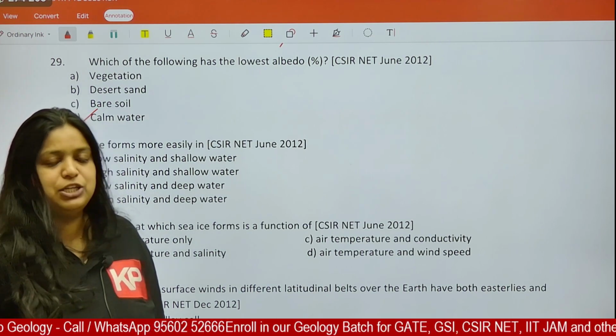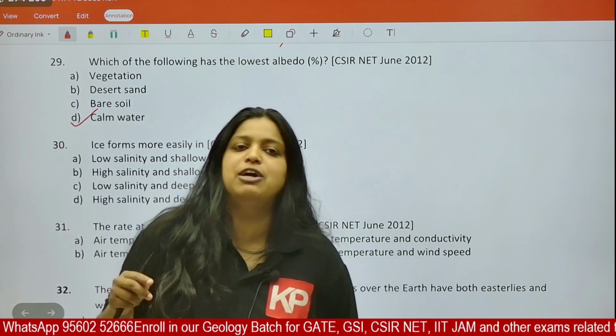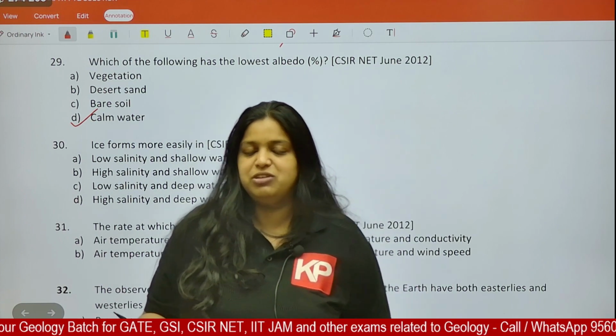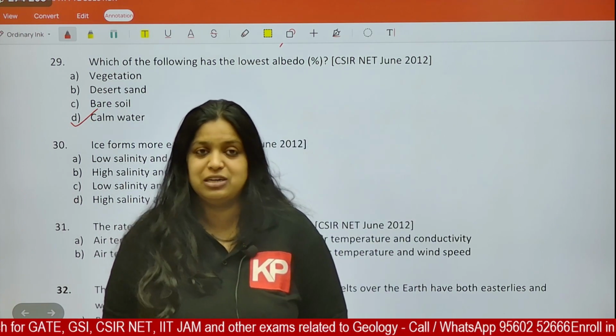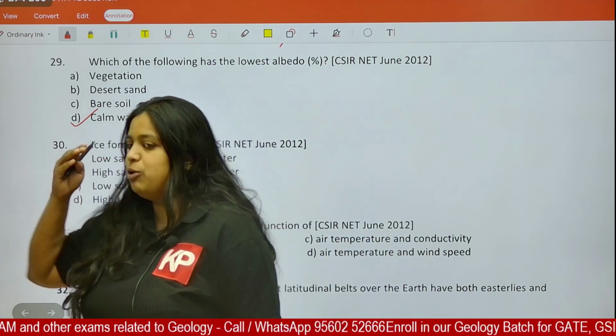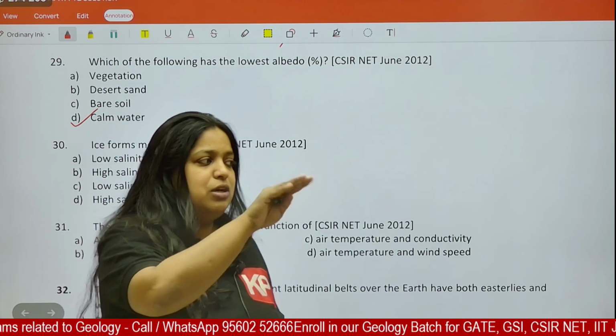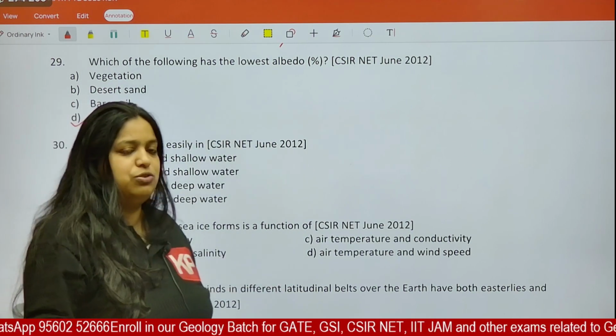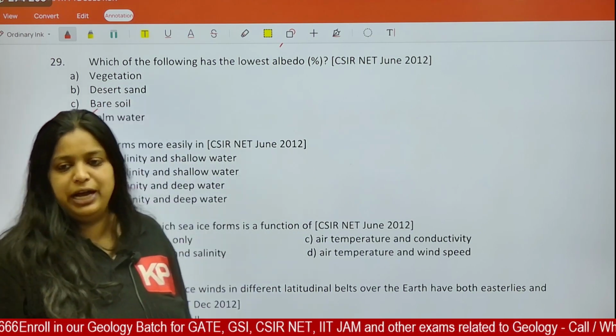If you look at the reflectivity, in all the optical images of remote sensing, water appears much darker because of the lower reflectance. So the reflectance from calm water is way lower. Depending upon the surface disturbances, more waves or more irregularities on the surface, reflectance will be higher.